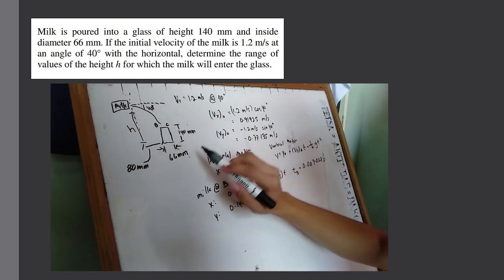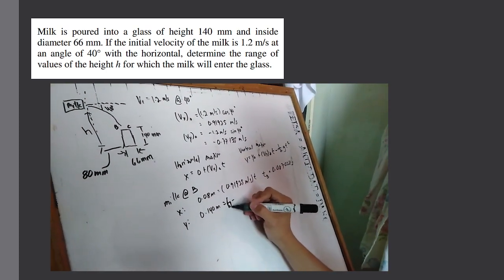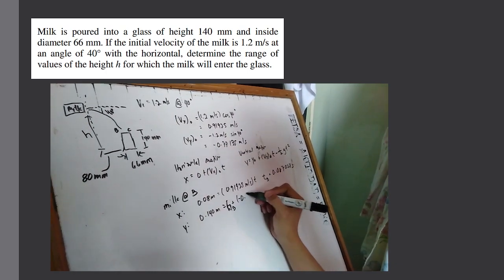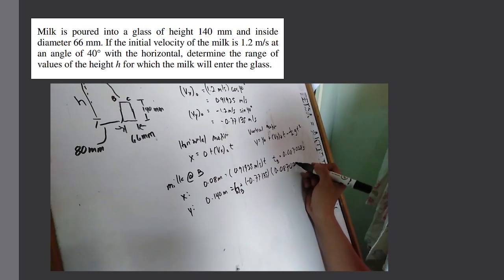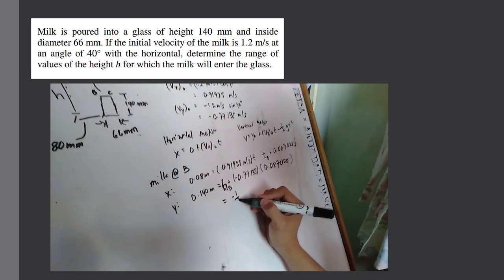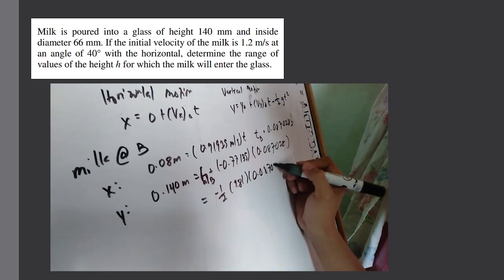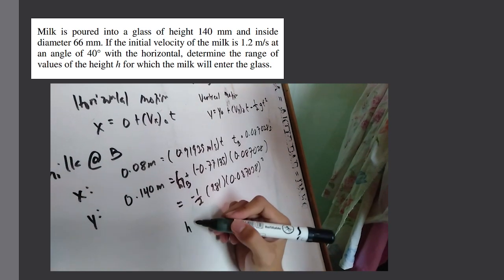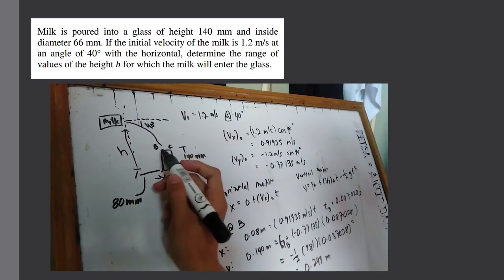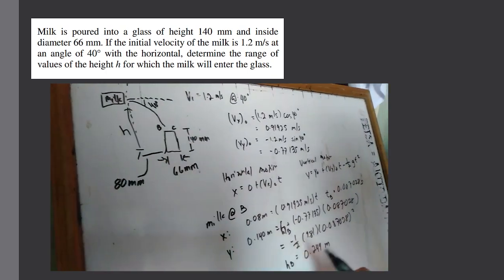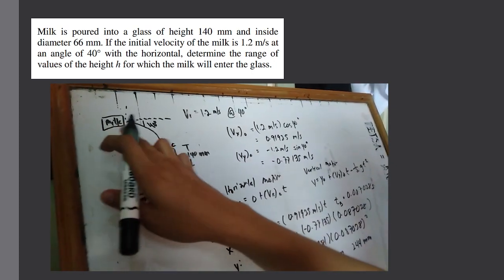The y-axis, 0.140 meters, this 140 comes from negative HB, the height of B, plus negative 0.77135 times the time, which is 0.087028 seconds, is equal to negative 1/2 times 9.81 meters per second squared times 0.087028 squared. So HB is equal to 0.244 meters. So the height at which the milk will enter at point B is 0.244 meters, also 244 millimeters.